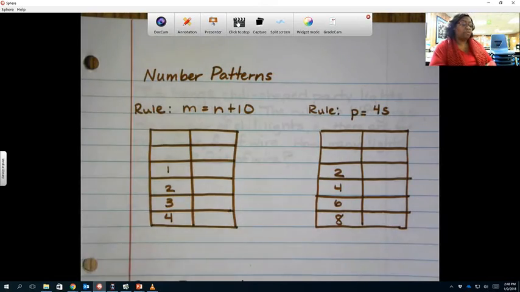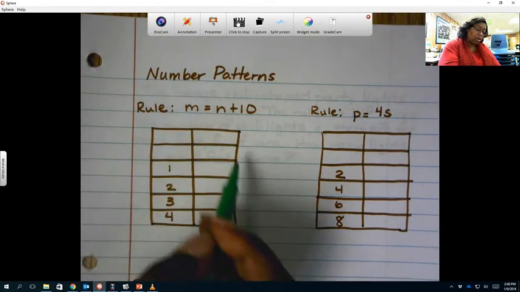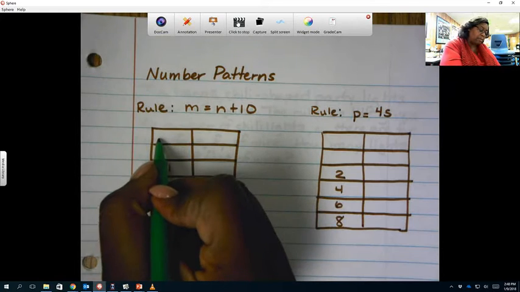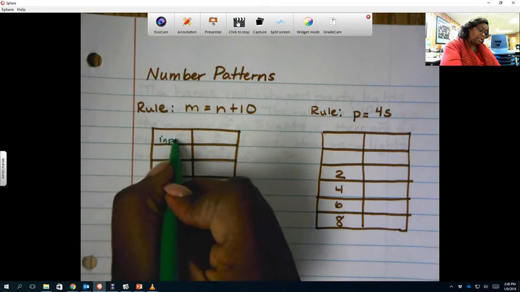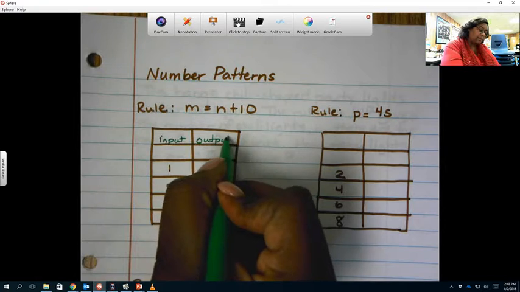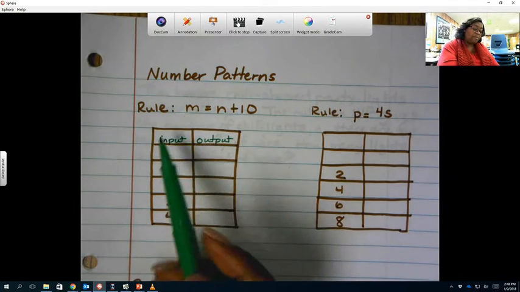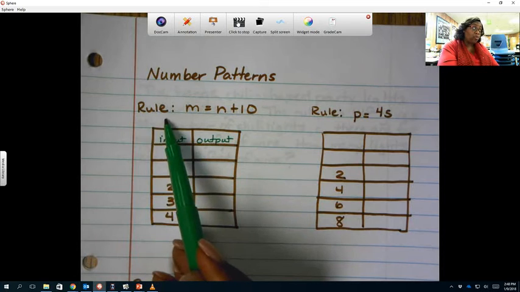Today we went over number patterns. Today we learned that this is called an input-output table. We have an input and we have an output. And in order to fill out this table, we follow a pattern based on a rule that we're given.